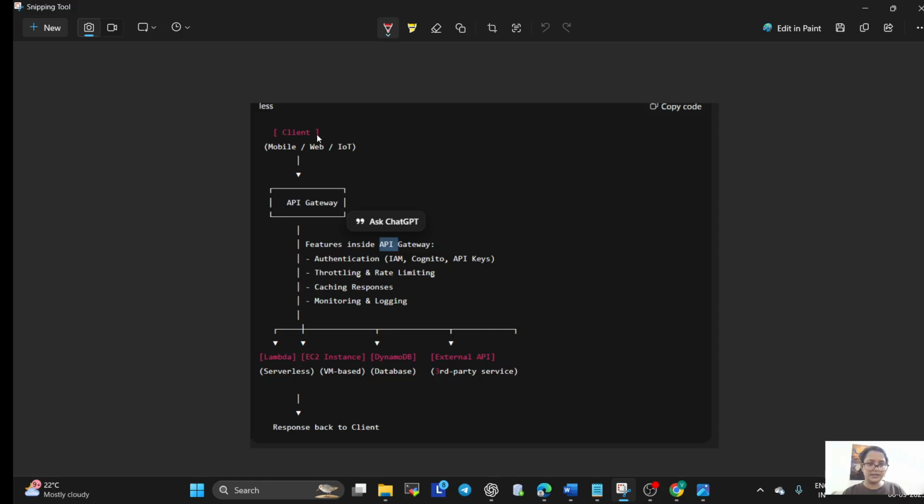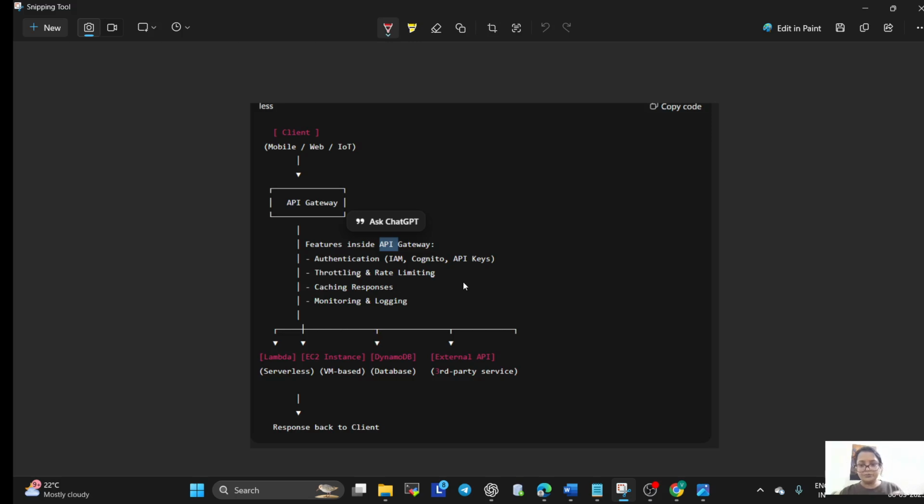See, this is the client, mobile application, that is IoT. It will go to the API Gateway. Then it has features inside API Gateway: authentication, throttling, caching, response, monitoring. Then that will go to Lambda, EC2, DynamoDB, external services, and response. So this is the diagram also explained.